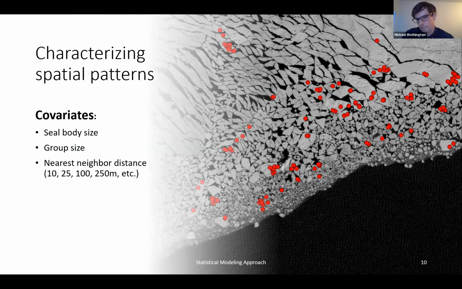So what do we want to do here for characterizing spatial patterns? The image in the background on the right has a bunch of red dots. Those are locations of seals. And for any space where we're seeing seals like this, there are some covariates of interest that we want to check out.